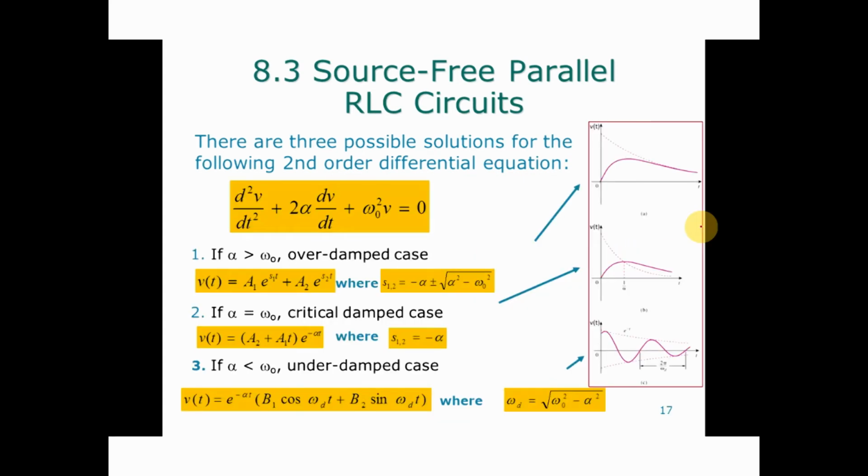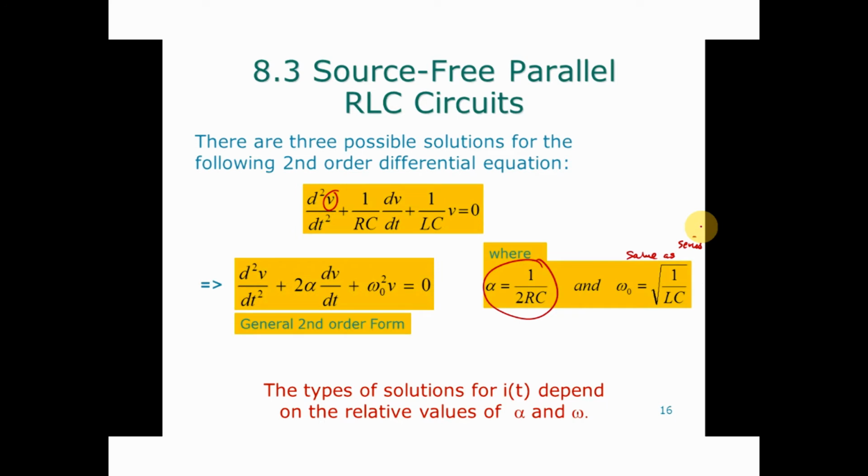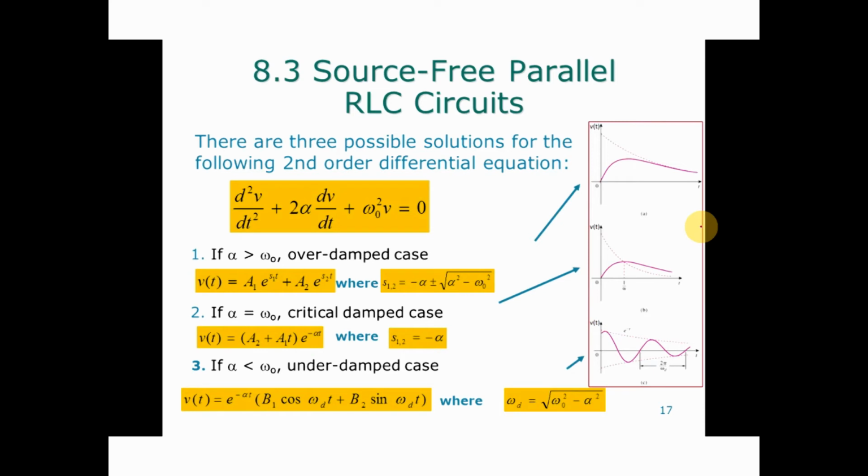And as with the series one, we have these three different possible types of solutions. You can be overdamped, critically damped, or underdamped. And the equation has the same form, which is nice. So it's the same process of finding the solution. Once you actually find those terms alpha and omega zero, and you figure out which way to go, you just step through it.